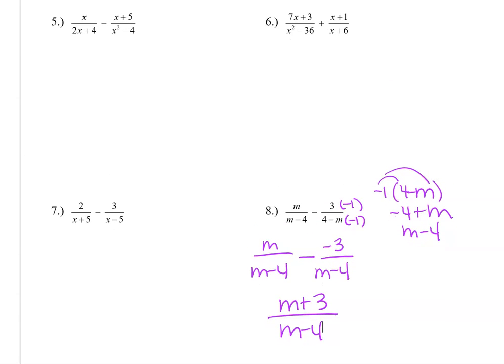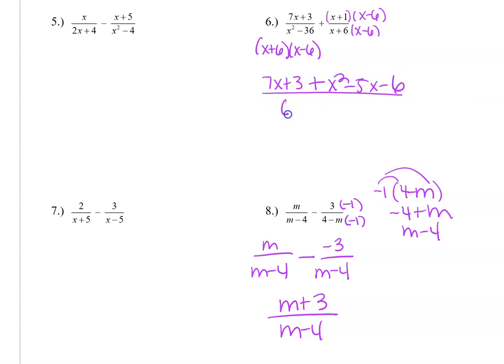Scrolling back up, so now looking at 6, I'll factor that denominator. I notice that the other fraction has an x plus 6, but needs an x minus 6, so I'll tack that on there. So I have 7x plus 3 plus, and I do have to multiply this all out, x squared minus 5x minus 6, all over our new denominator, x plus 6, x minus 6. And now I'll just clean this up.